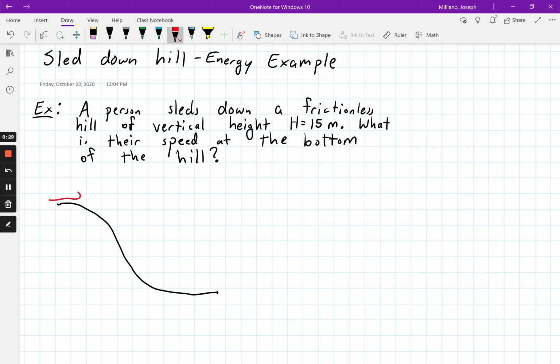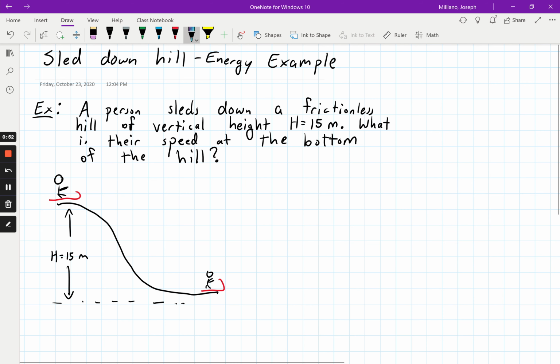All right, so here we are. We've got our person on the sled, and they are ready to go down this hill whose vertical height H is 15 meters. All right, how fast are they going at the bottom? So that's the question. Here at the bottom, they have a certain speed. What is that speed? And we'll assume that they start with an initial velocity of 0. They start at rest. All right, let's draw an LOL bar chart.